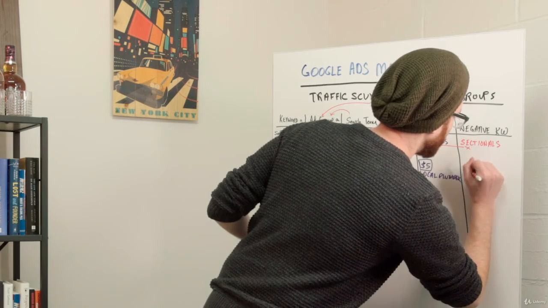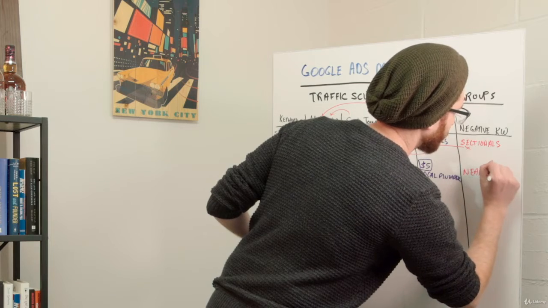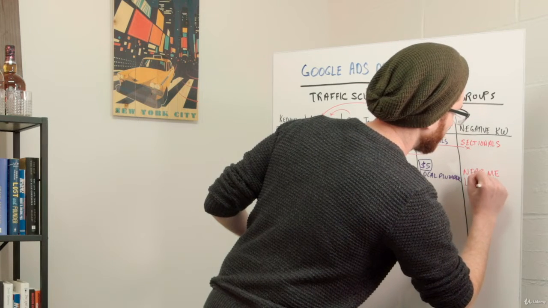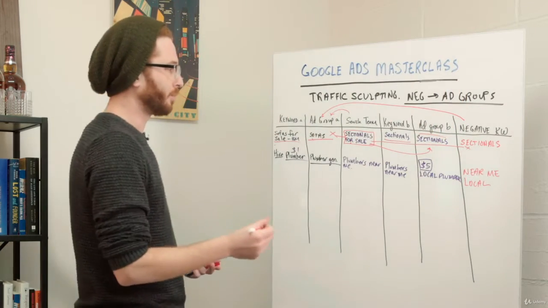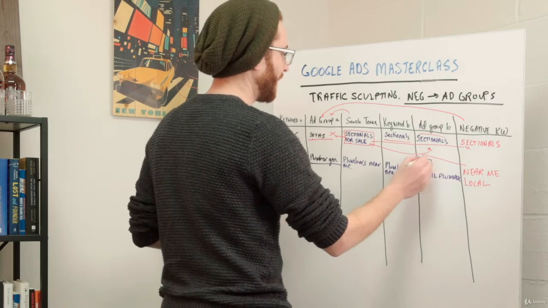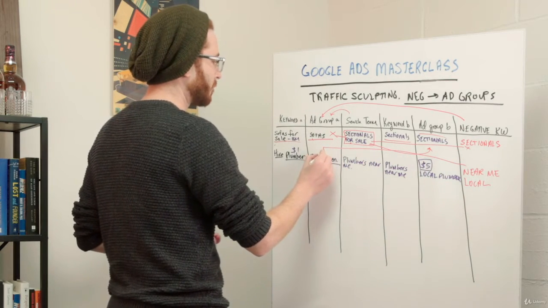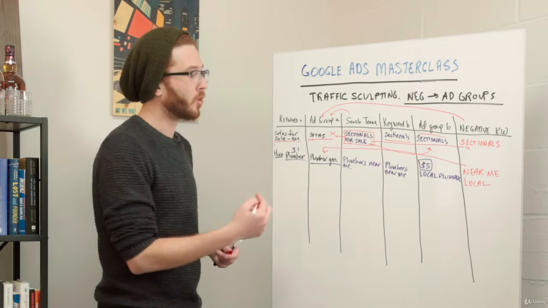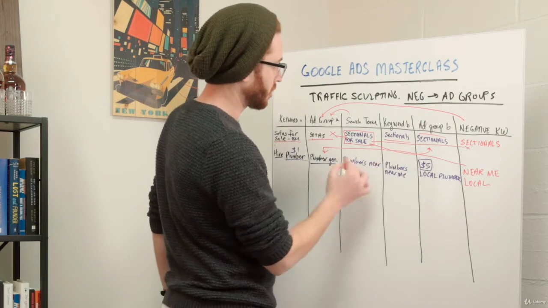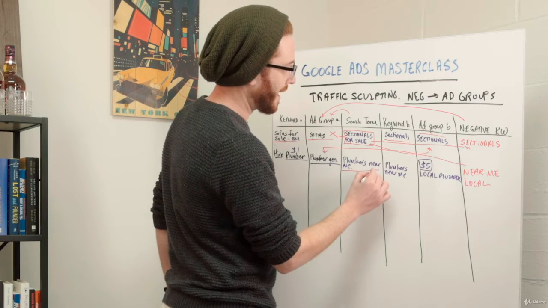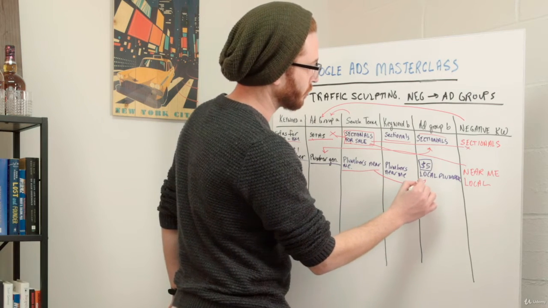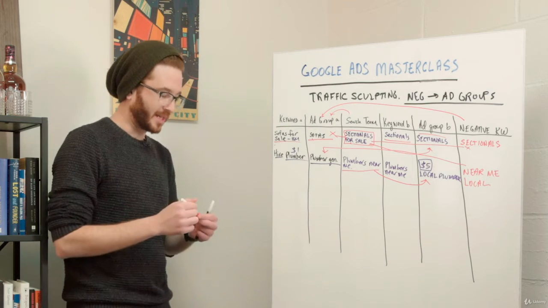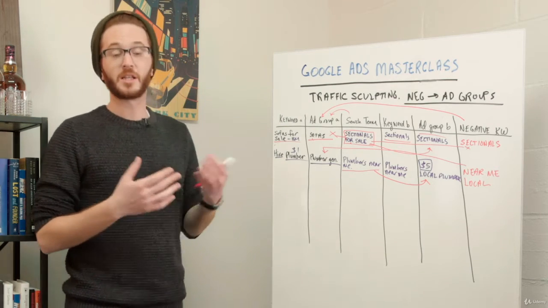For this one, I'm gonna do, let's say, near me, broad match, local, negative, broad match. Where am I gonna apply these? I'm gonna apply near me and local as a negative in ad group A. So if anybody searches for near me or local, this search term, plumbers near me, will now have to go into ad group B, inherit my $5 bid. That's another reason to do traffic sculpting in such an environment.